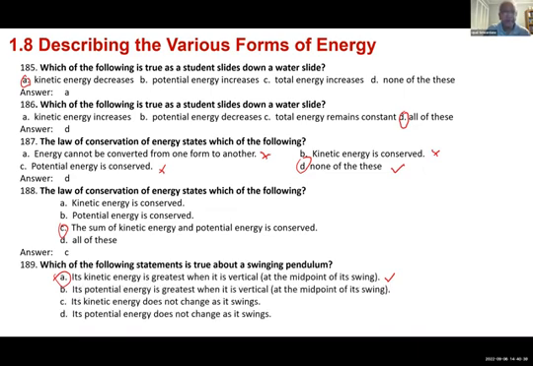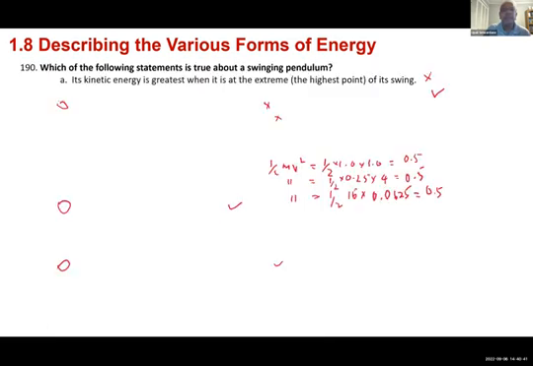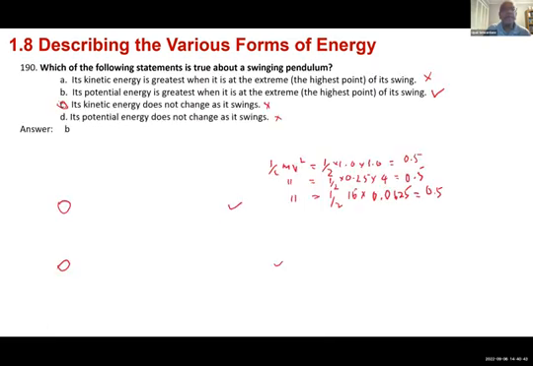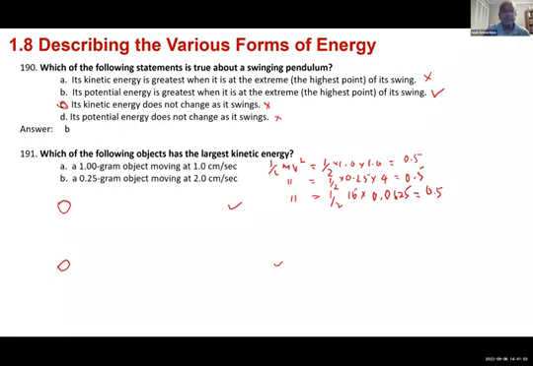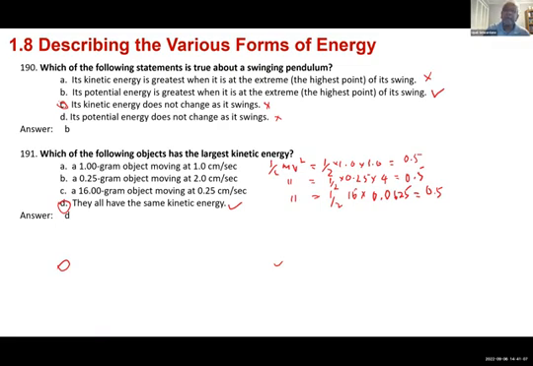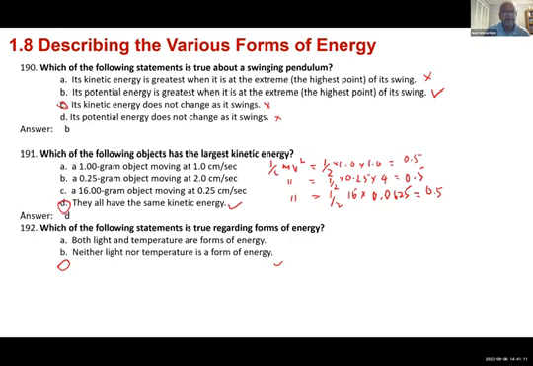Each question has a specific statement about the various forms of energy. In a pendulum, when it swings, at the vertical point it has the most kinetic energy. At the beginning of the swing, it has the highest potential energy. So kinetic energy is half mv squared. You can calculate different energies.